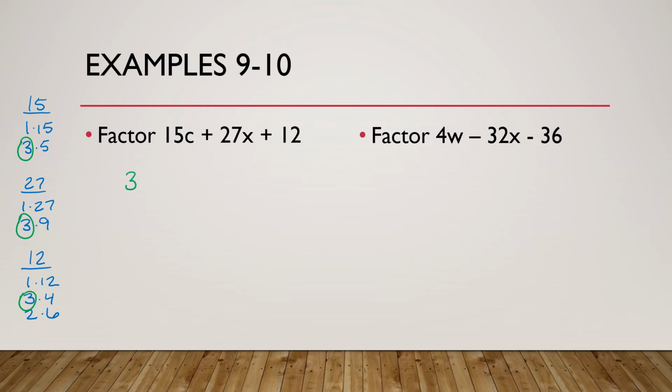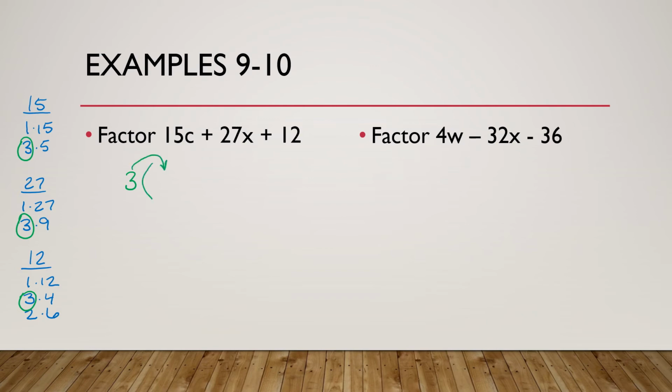Now, if they all had the same variable in each of these terms, if it was like 15c, 27c, and 12c, then we could also factor out a c with this 3. But since the 12 doesn't even have a variable, and 15 and 27 have different variables, we can only factor out the 3.